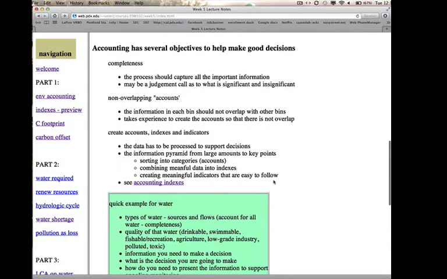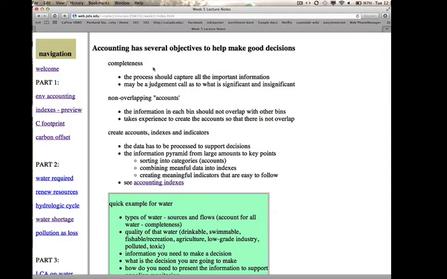So accounting has several objectives that help us make good decisions. These are completeness, non-overlapping, and to create accounts. So first is completeness. We should make sure we capture all the important information. In some simple systems, this is pretty easy.